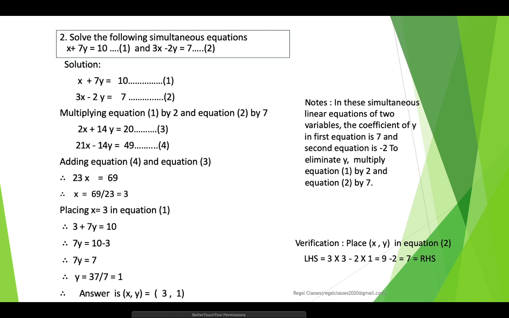Verification: put the values in equation 2 and you see 3 into 3 minus 2 into 1 is 9 minus 2, which is equal to 7.